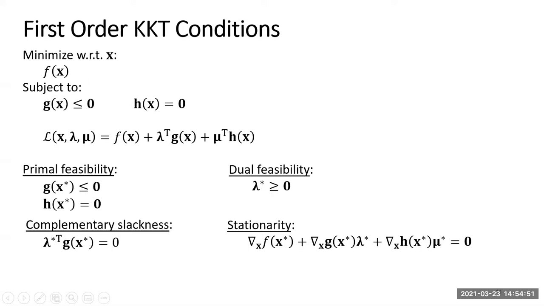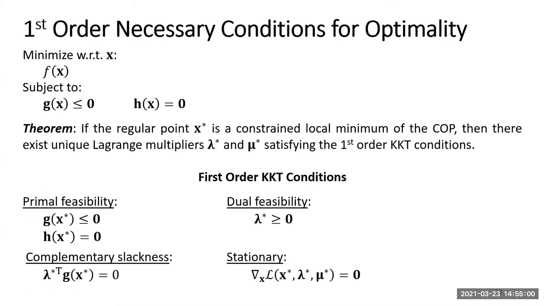So these are the first order KKT conditions for optimality. Okay, theorem. If the regular point x star is a constrained local minimum of the COP, the constrained optimization problem, then there exist unique Lagrange multipliers, lambda star and mu star, satisfying the first order KKT conditions.